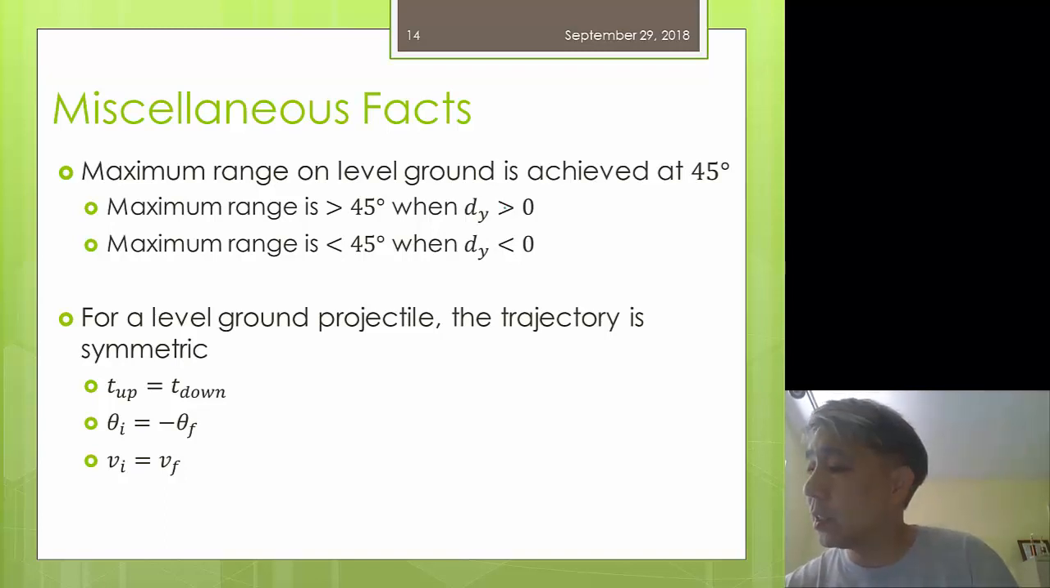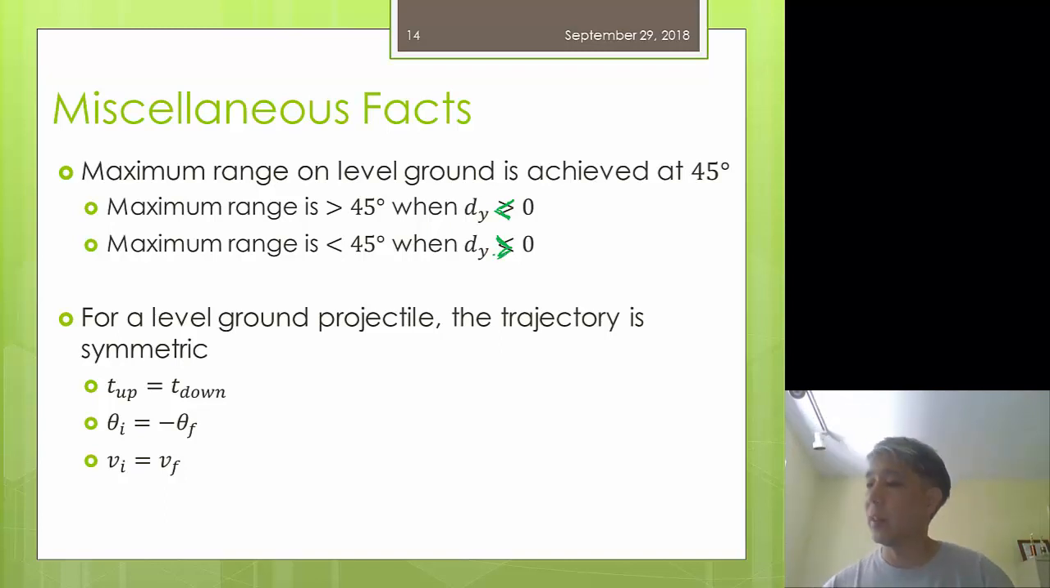And the maximum range, these arrows are wrong. This should be a less than, and this should be a greater than. The maximum range is going to be achieved when my displacement is lower than where I finish, so dy is less than 0. In that case, my maximum range will be achieved at an angle greater than 45, and vice versa if I start higher.